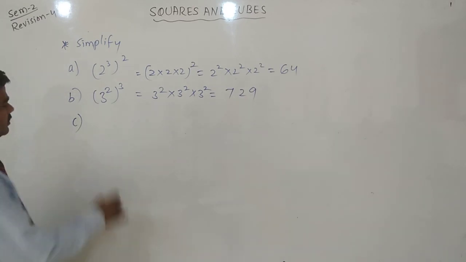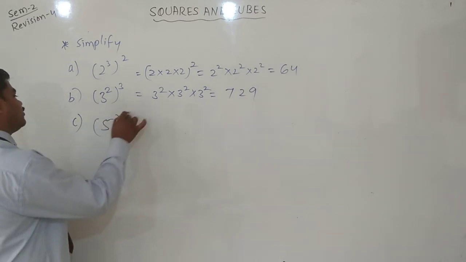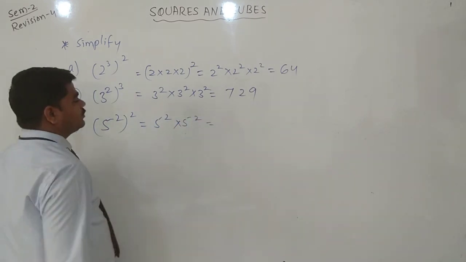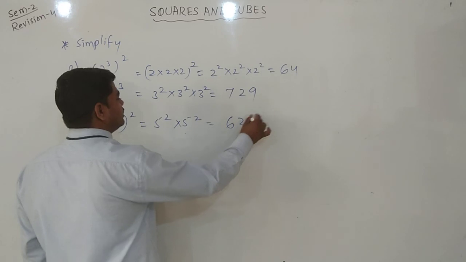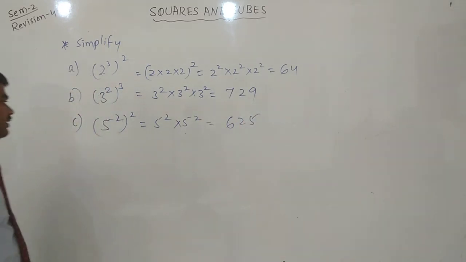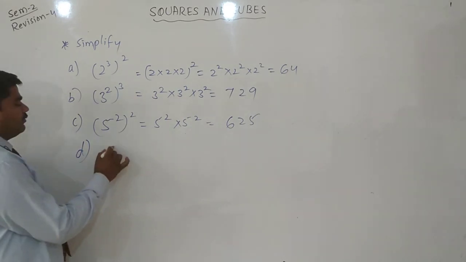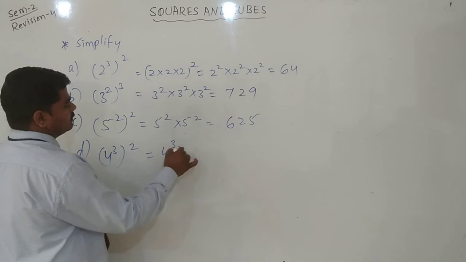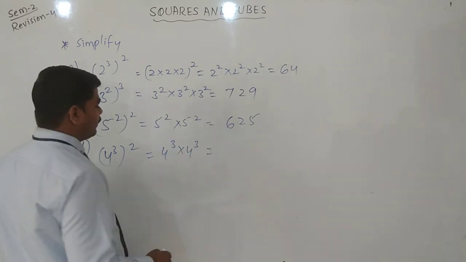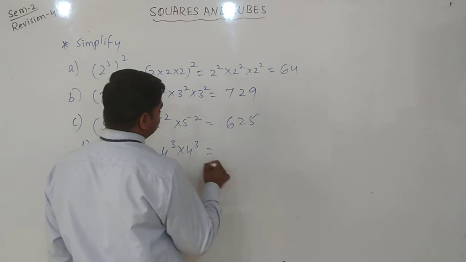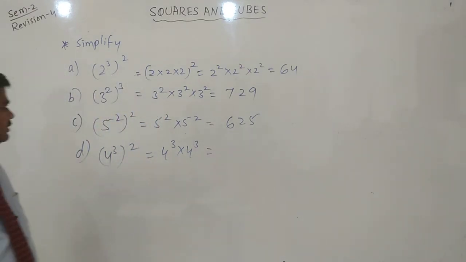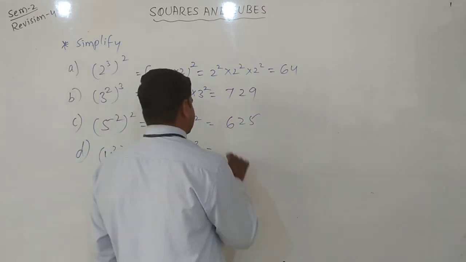See one. Yes. 5 square raised to 2. This is 5 square into 5 square. 25 into 25, 625. 25 square. Yes. Next, 4 cube raised to 2. 4 cube is 64. 64 into 64. We can multiply. Yes or no? Yes. 4 cube is 64.